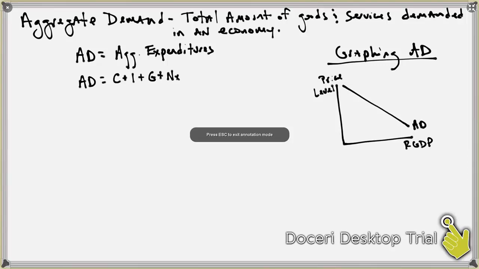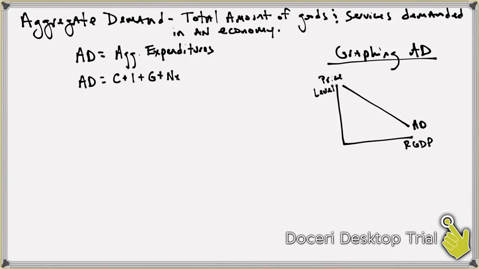Okay, so today's notes, we're going to talk about a new concept that is aggregate demand. And I think it's important that we understand that aggregate demand is just really a fancy econ term that represents the total amount of goods and services that are being demanded in an economy. So we're not focusing on one good that's being demanded, but we're really focusing on all the things in the economy that are being demanded.